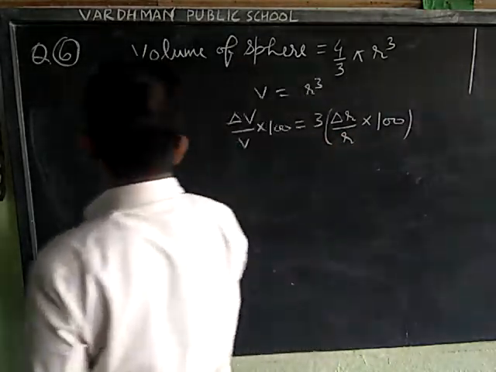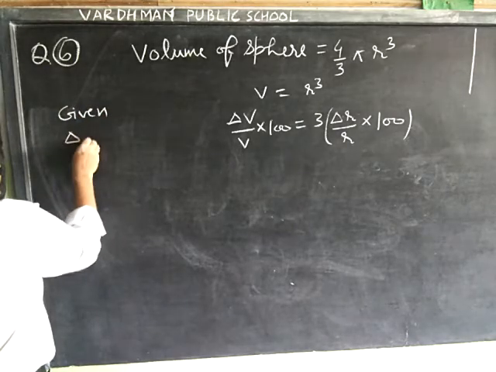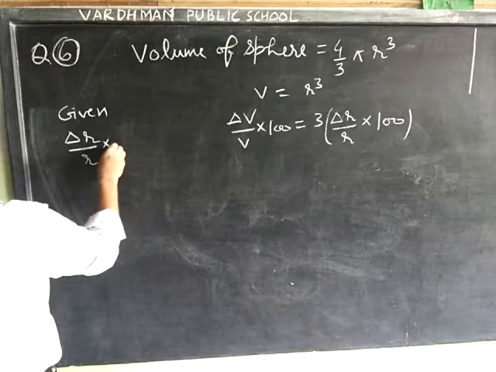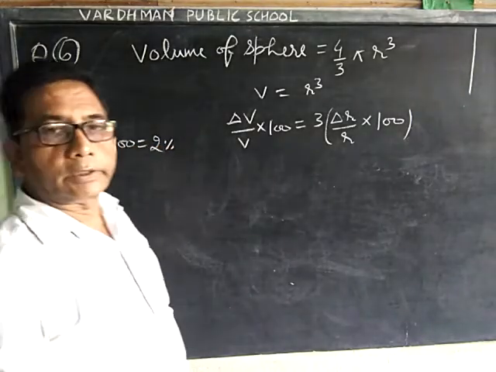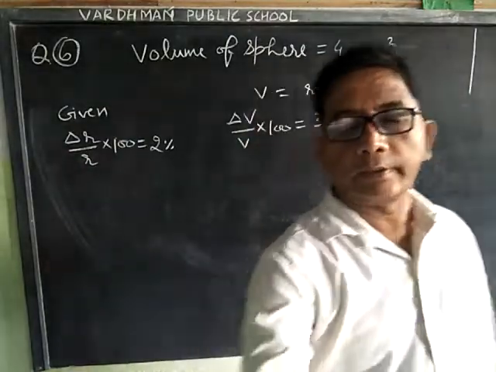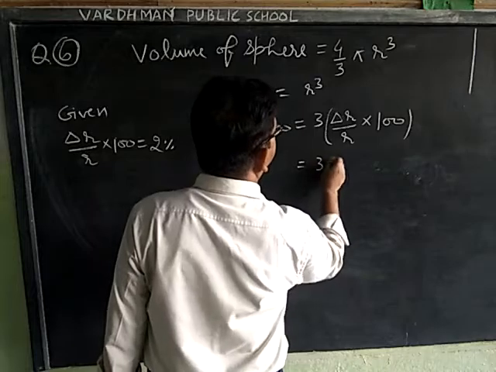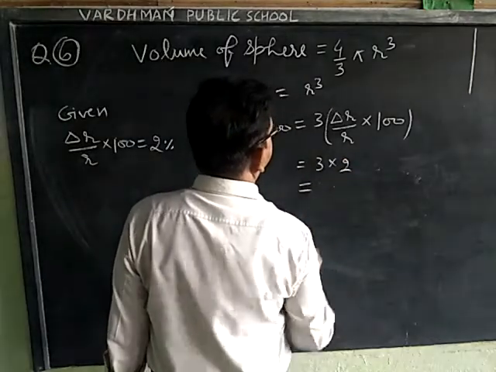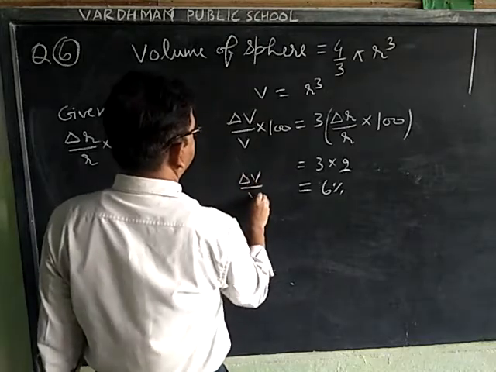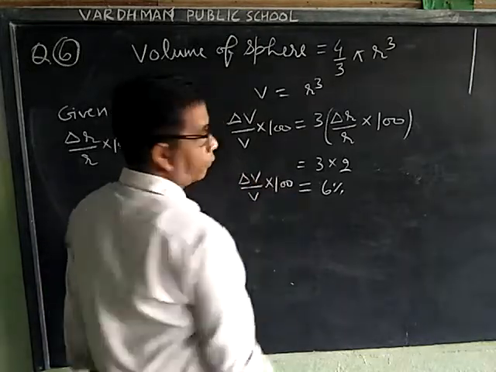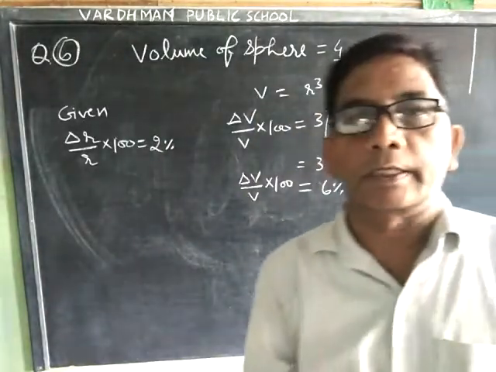Now given that percentage error in radius, that is delta R upon R into 100, is equal to 2%. Now percentage error in volume, that is 3 into 2, that is 6%. This is the percentage error in volume. Percentage error in volume is equal to 6%.